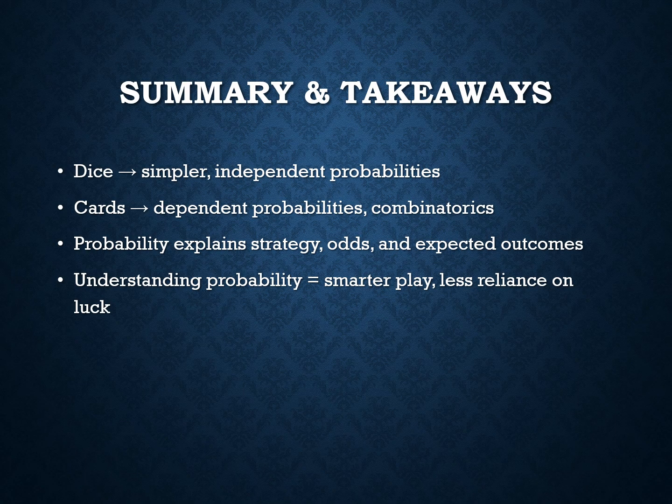So basically, to summarize, dice games are generally simpler, with independent probabilities for each roll. Each die roll does not affect the next, which makes calculating odds pretty straightforward. Card games, on the other hand, have dependent probabilities because each card drawn changes the composition of the remaining deck. This adds complexity and requires players to think strategically about what cards have already been played.